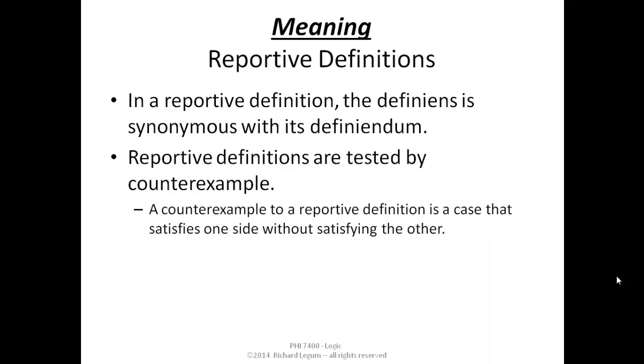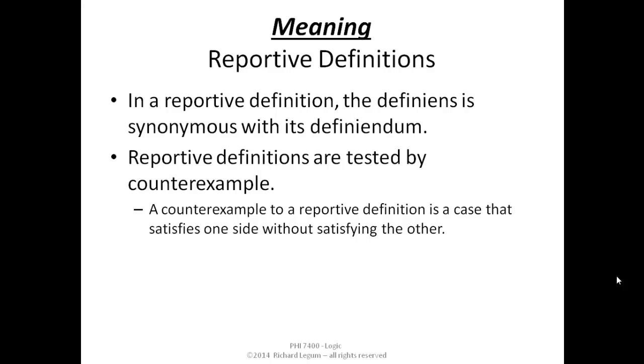It's a case where one side, let's say the thing to be defined, is satisfied, but the definition excludes that thing, or where the side doing the defining, the definiens, is satisfied, but the definiendum isn't. And we sometimes talk about definitions being too broad or too narrow.